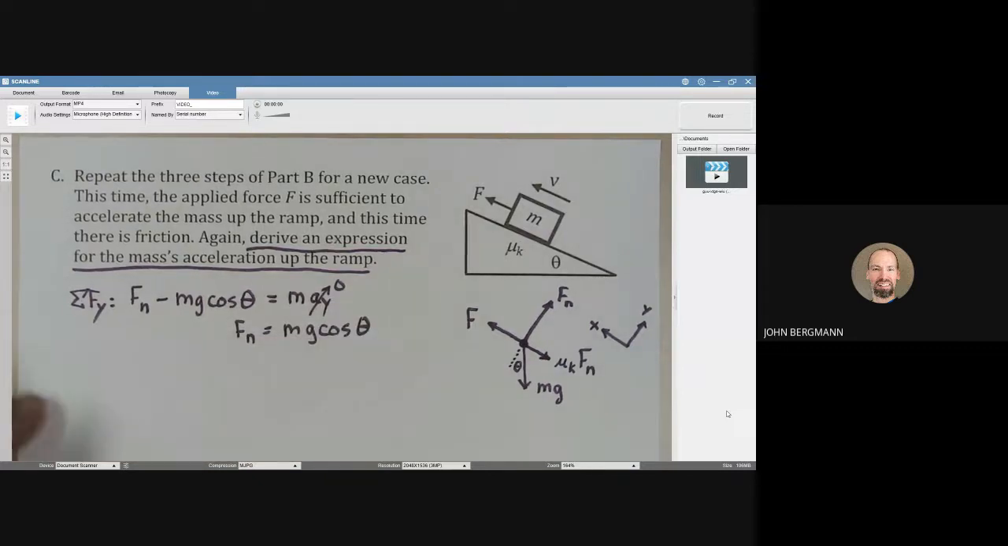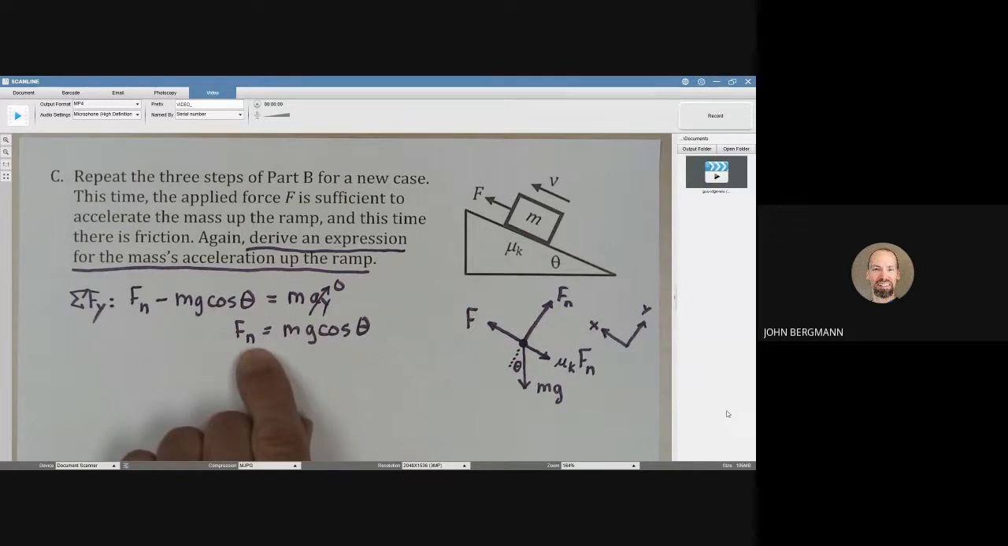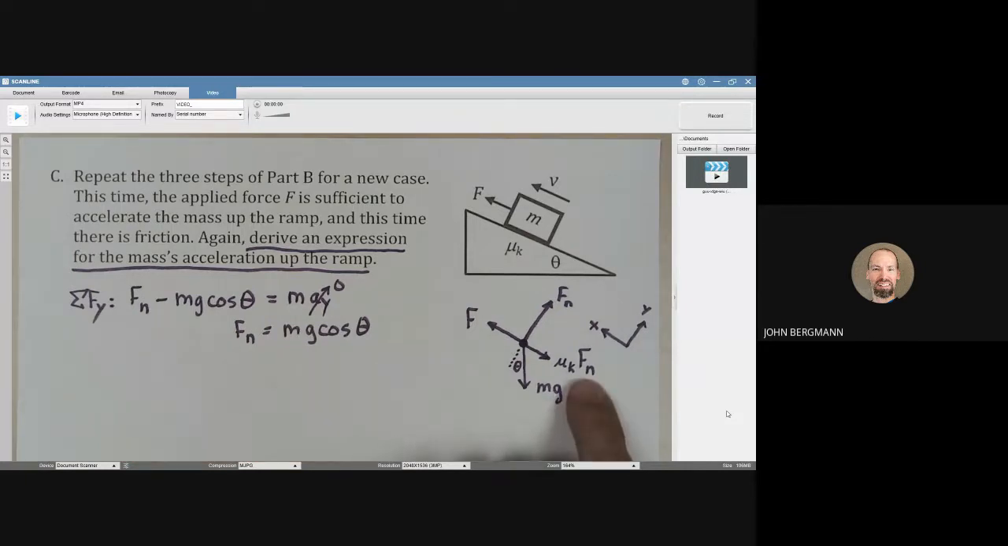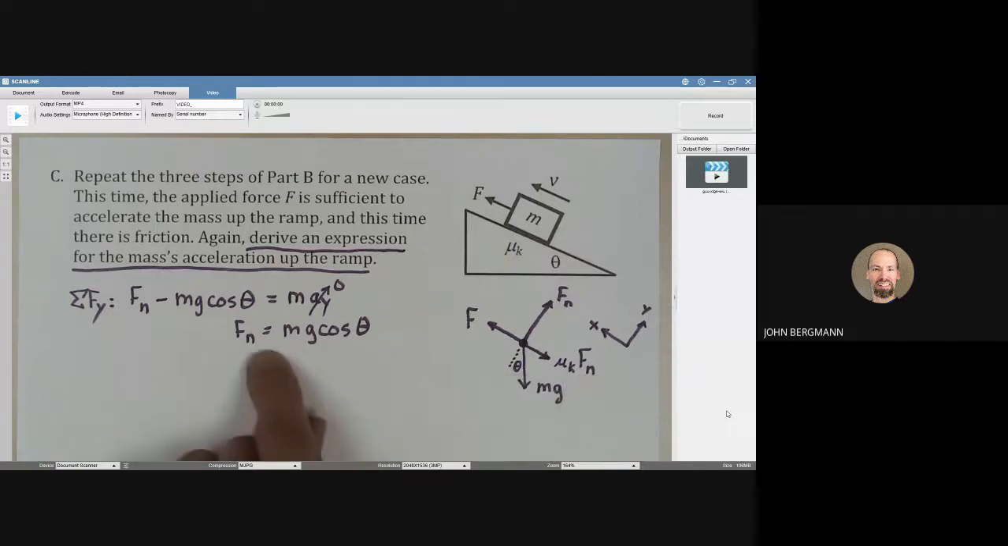Now, why did we find that? Well, we found it firstly because we can, and secondly because we often need the value of the normal force, because you can see even here, there's the normal force right there connected to the coefficient of friction. So we need an expression for the normal force, and this equation here is going to get that for us. So we're in good shape.